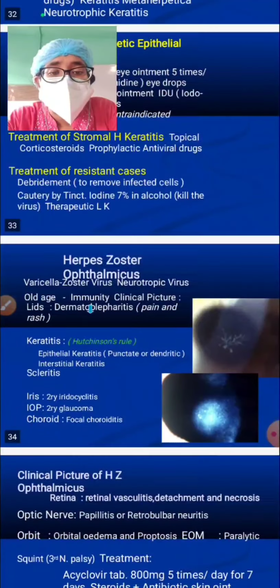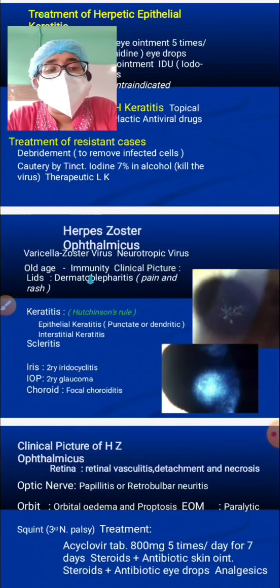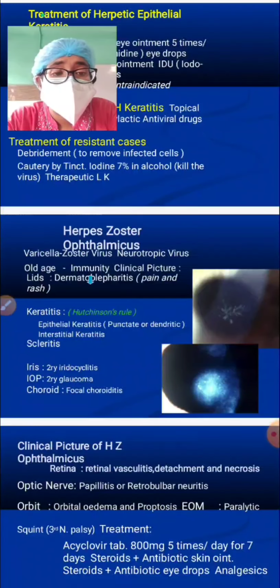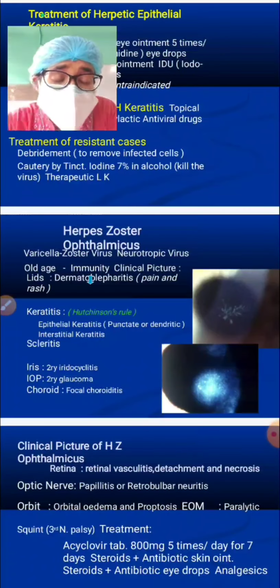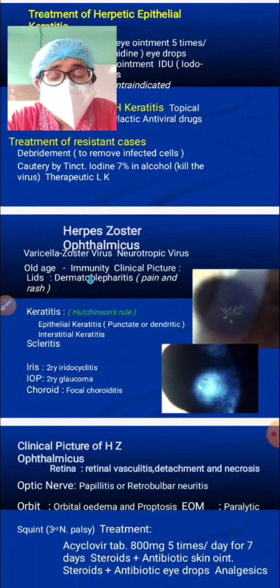In cases of herpes zoster, in addition, there may be presence of shingles along the trigeminal distribution of dermatomes. So that is a unilateral presentation, there is skin involvement, and there are shingles present along the trigeminal distribution of the dermatome. You can easily differentiate between them.